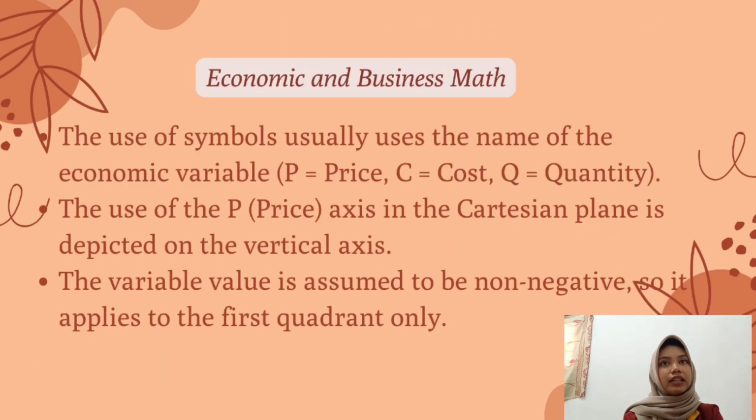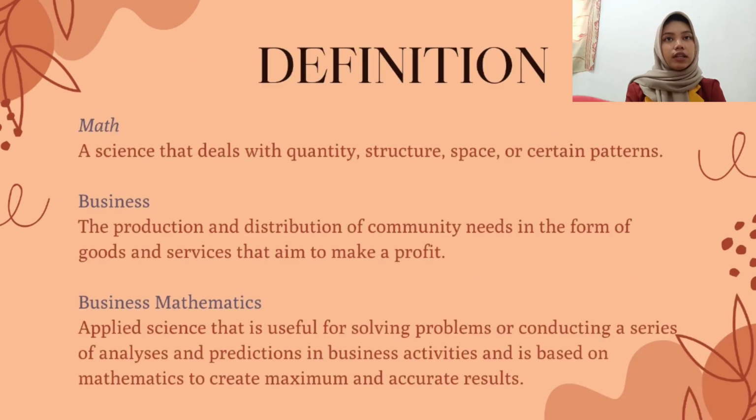And then I will explain the difference of economic and business math. The first one is the use of symbol usually use the name of economic variable, which is P is price, C is cost, and Q is quantity. And the use of the P or price axis in the Cartesian plane is depicted on the vertical axis. And the last one is the variable value is assumed to be non-negative, so it applies to the first quadrant only.